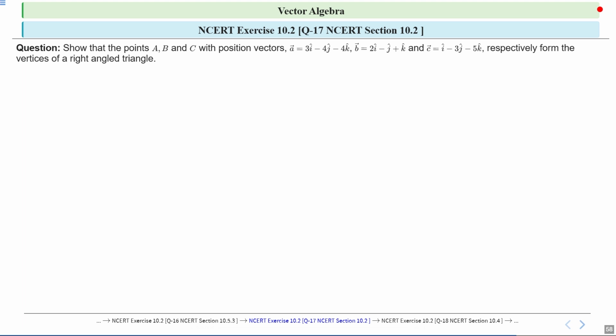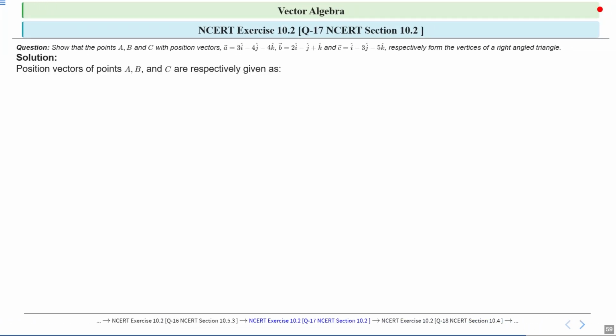Now let's see NCERT exercise 10.2 question number 17, which says show that the points A, B, C with position vectors A vector is equal to 3 i cap minus 4 j cap minus 4 k cap, B vector is equal to 2 i cap minus j cap plus k cap and C vector is equal to i cap minus 3 j cap minus 5 k cap respectively form the vertices of a right angle triangle.